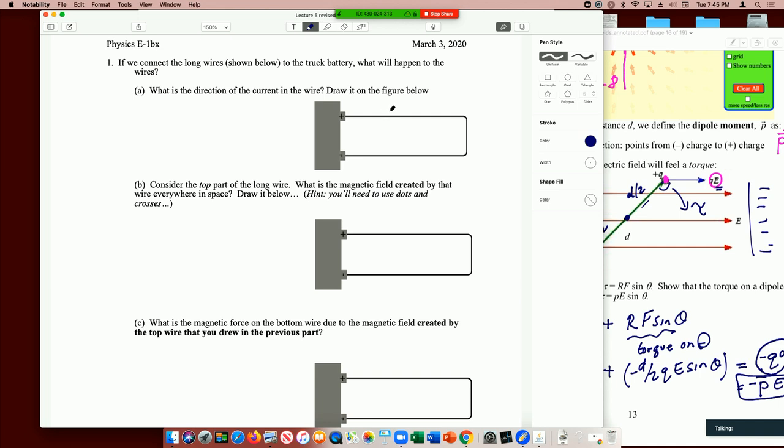The current is the flow of positive charge, so the current is going to be like this.